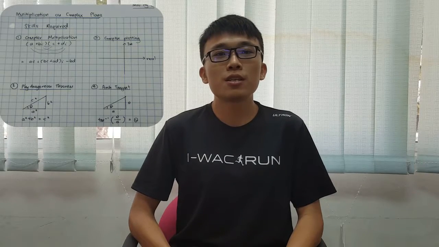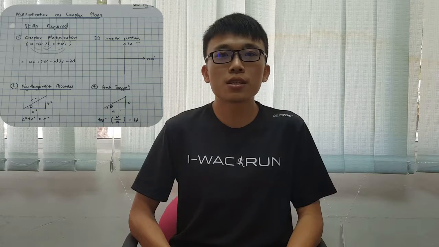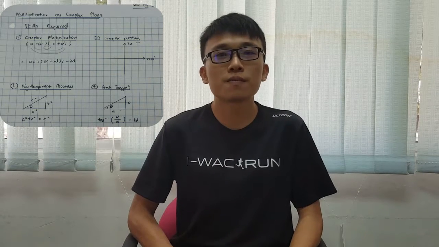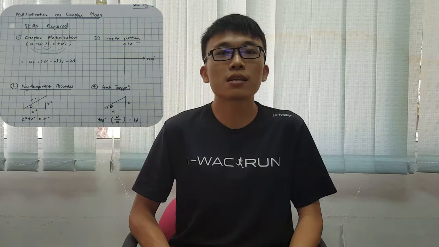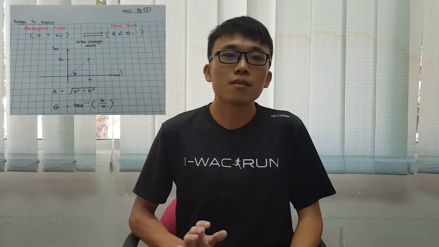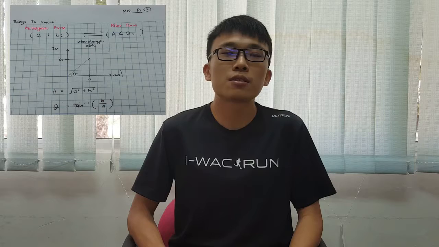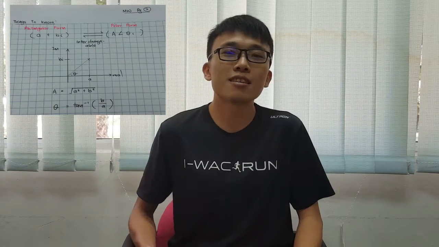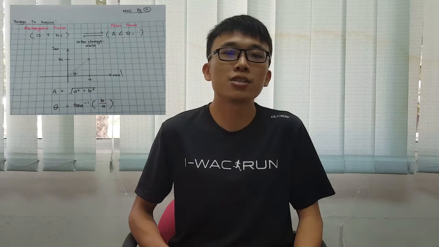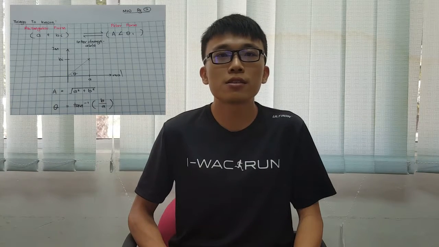Thank you. Hi, I'm Moon. To perform multiplication in the complex plane, the skills required are complex multiplication, complex plotting, the Pythagorean theorem, and arctangent. We must know that there are two forms of complex numbers. First is the rectangular form, and the second is the polar form. They are interchangeable by using the Pythagorean theorem and arctangent.